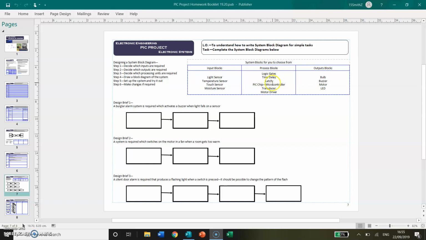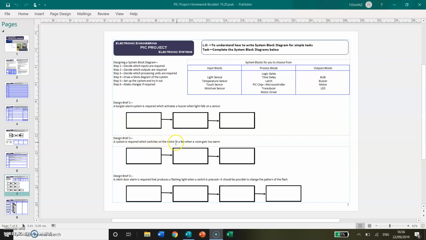Possibly could have a latch, which is a form of transducer. PIC chip, no, it's just not complicated enough to want a PIC chip. No motors involved, so you've got 2 really to choose from there. One will turn the buzzer on and it'll stay on. One will cause the buzzer to only go off when there is light on the sensor, so you need to make a decision.